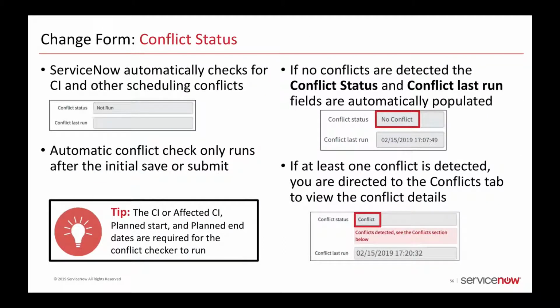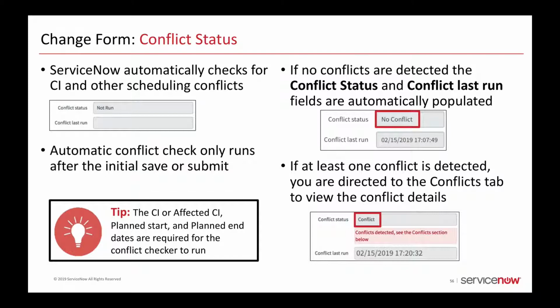We'll return to the change form now. Before you save the change record, the read-only conflict status field displays not run. The conflict check cannot run until you enter the CI or affected CI, the planned start date, and the planned end date. A conflict check runs automatically each time you save, submit, or update the change. If there are no conflicts, conflict status displays no conflict. Conflict last run displays the last date and time that a conflict check was run.